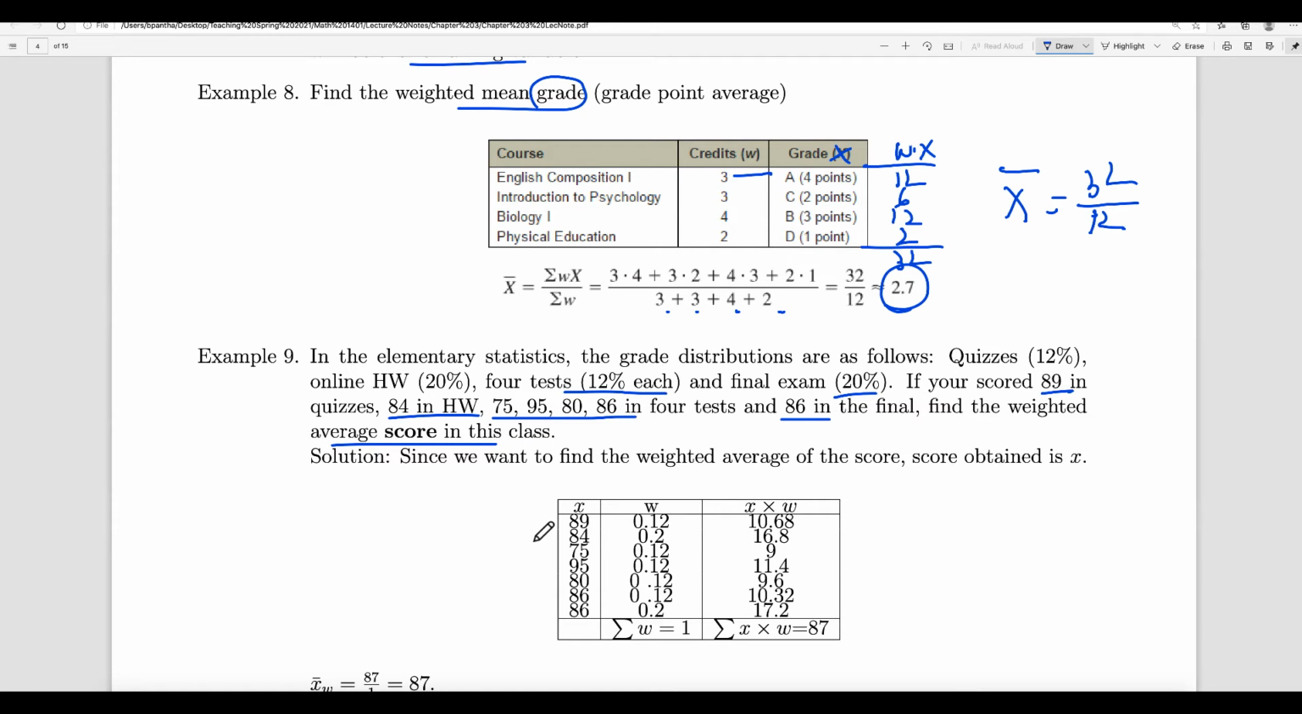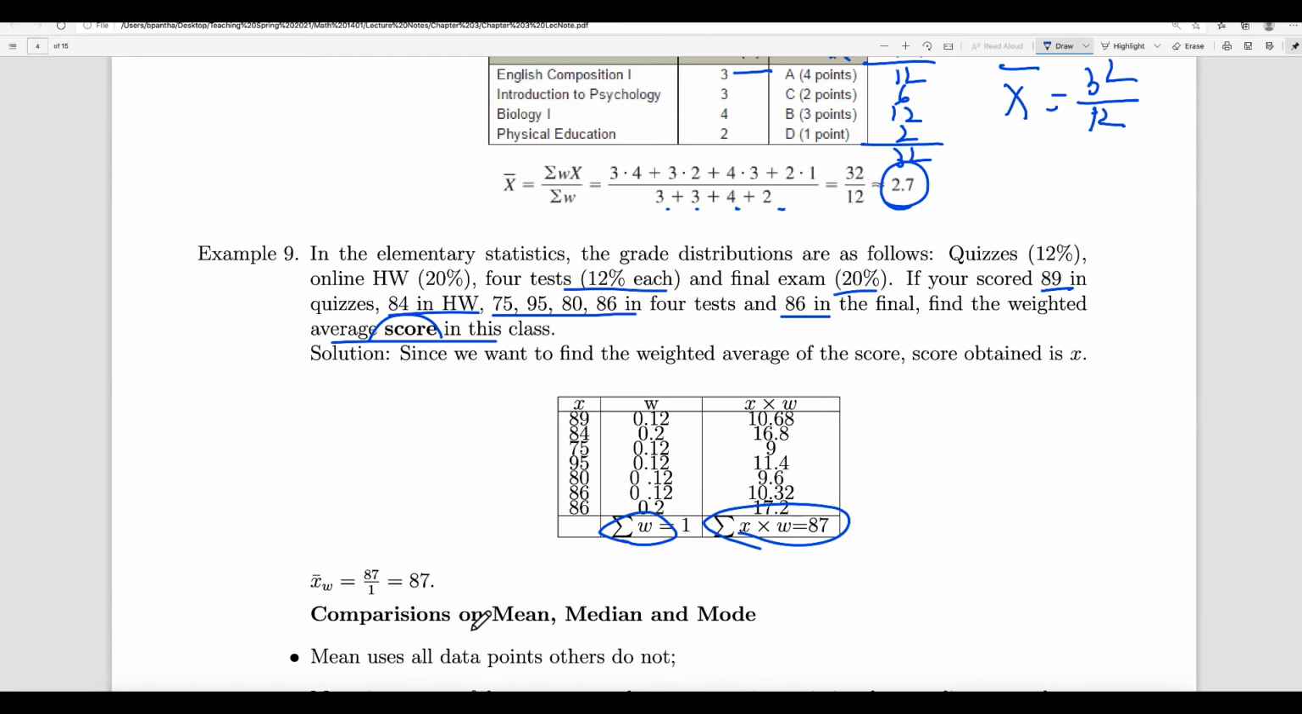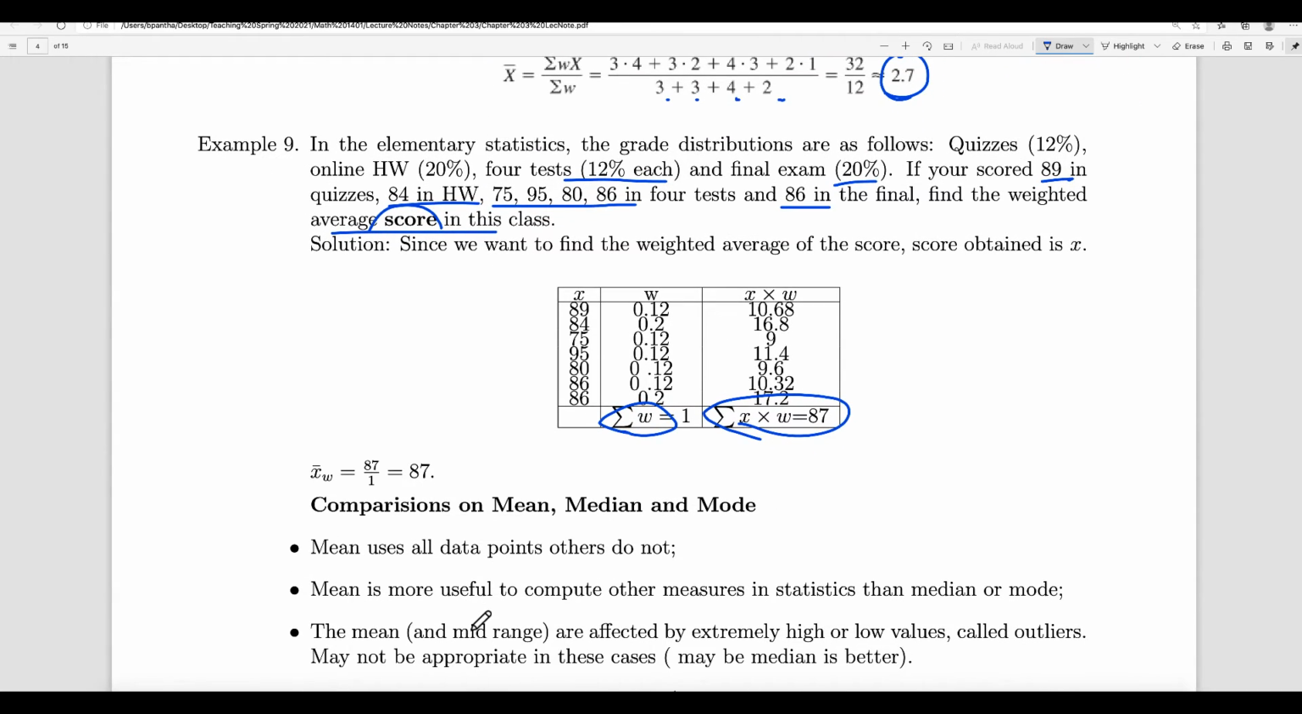So which one is the x then? X is the score, since we want the weighted average of the score. So score is x, and the other, the percentage, is w. I'm writing the percentage in terms of the decimal, so 0.12, 0.20 and so on for each of those. Okay, now we find out x times w. The sum of x times w is 87, the sum of w is 1, so the weighted mean x bar w is 87 divided by 1, because it is summation x times w divided by summation w. If you do that, you get 87. That's what you get. Okay. Alright, that's how you find out the weighted mean.